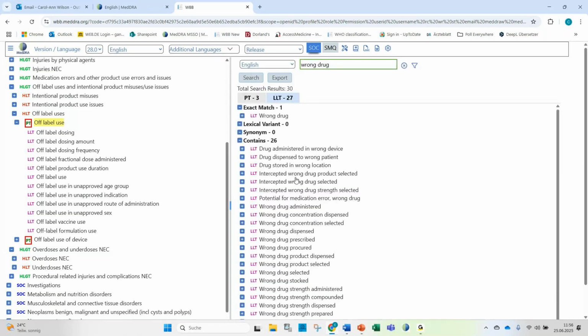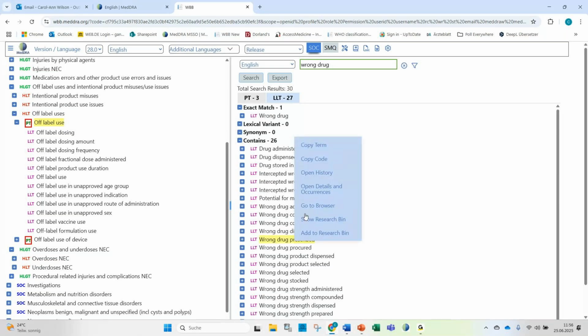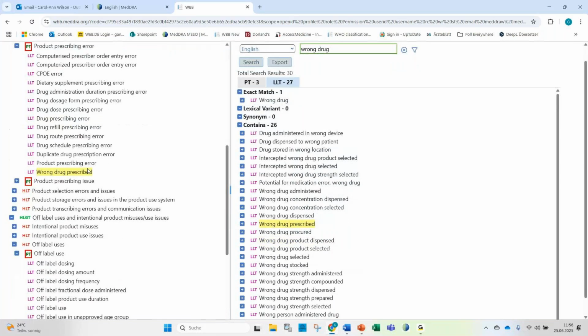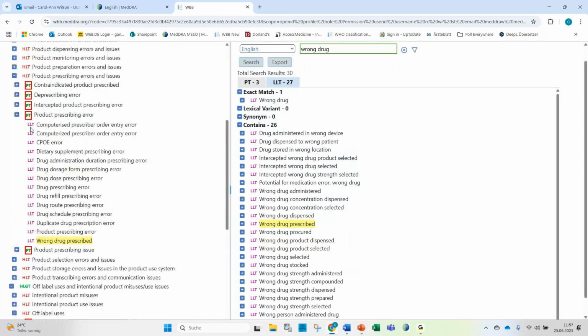Wrong drug dispensed. Here it is, wrong drug prescribed. Go to browser. Here we are, product prescribing error is the PT. So we capture the fact that it is an accidental incident, so that the wrong drug was prescribed accidentally. So this is a perfect combination term for what has been reported in this case.